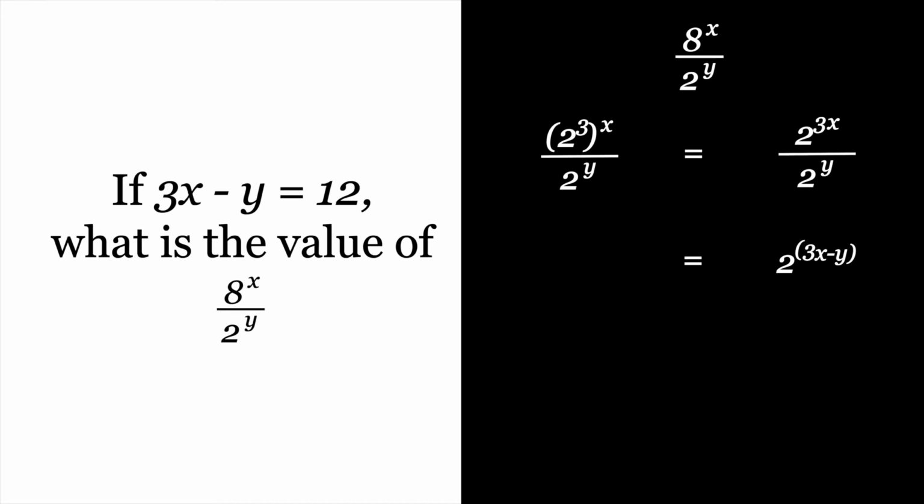2 to the power of 3x take y, which, as you can see, is the left-hand side of the original equation. Therefore, as this equation tells us that 3x take y equals 12, we can confidently say that 8 to the power of x divided by 2 to the power of y equals 2 to the power of 12, or 4096. So, thanks to having the original equation, the expression given is indeed solvable.